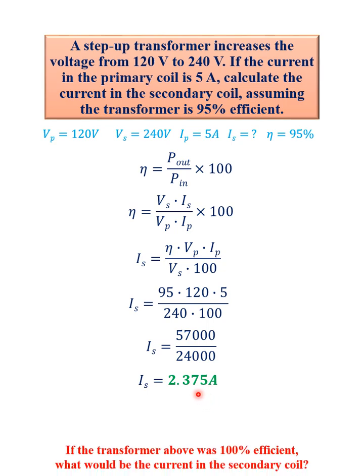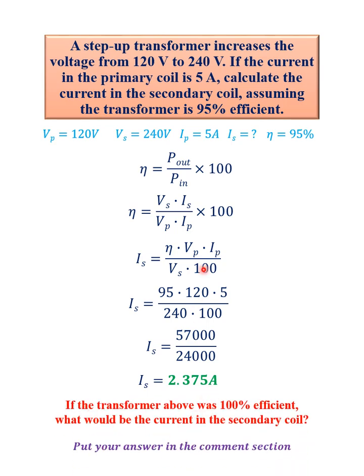Here is another simple exercise for you to do. If this transformer in question was 100% efficient, what would be the current in the secondary coil? So calculate the secondary current assuming the transformer was 100% efficient.